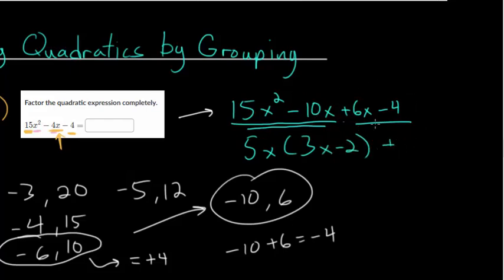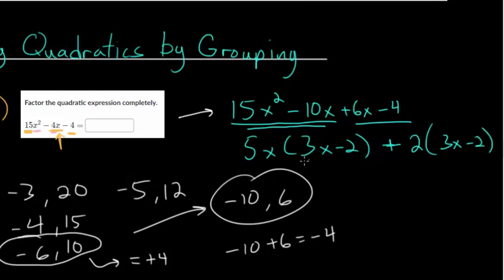And now we'll do the same thing for this second pair of terms. And the biggest number that divides into both of these is just 2. We can't pull out an x since the constant term doesn't have x in it. But we can pull out that 2. And so here we'd be left with 3x, and here we're left with minus 2.